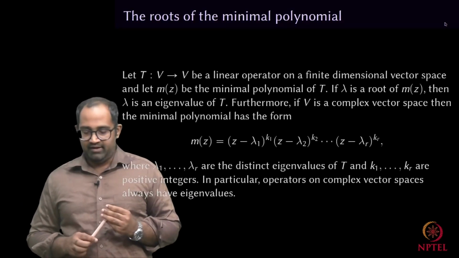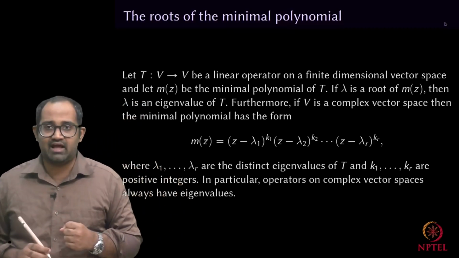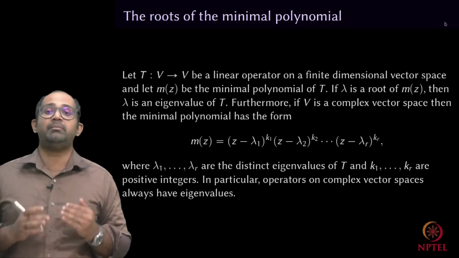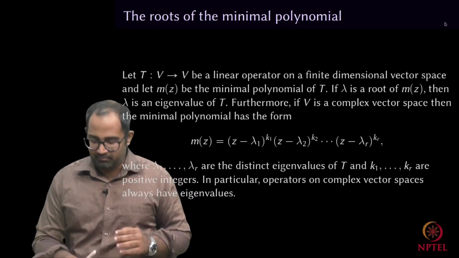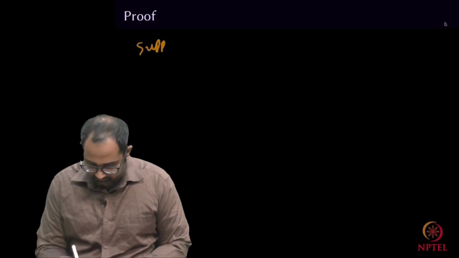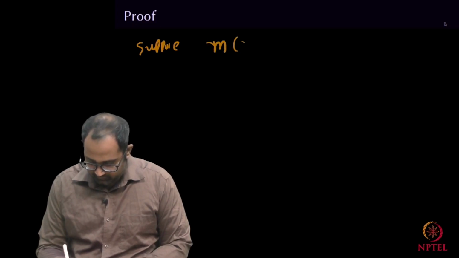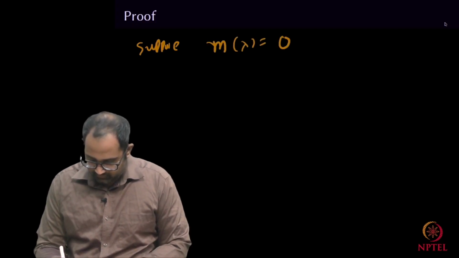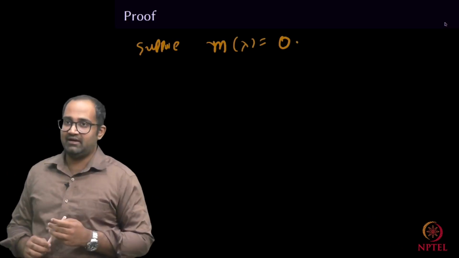Okay, how are we going to prove this? Well, we already know one direction. If you have an eigenvalue, it is going to be a root of the minimal polynomial. That's what started the discussion. So suppose lambda is a root, suppose m(λ) is 0. We have to show that lambda is an eigenvalue.